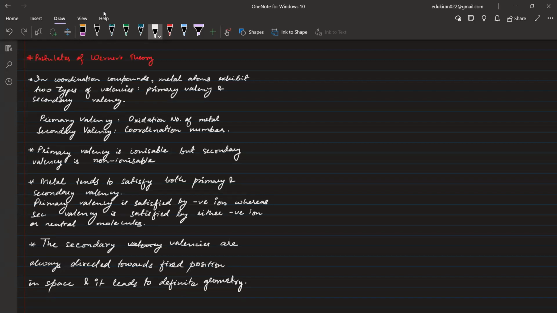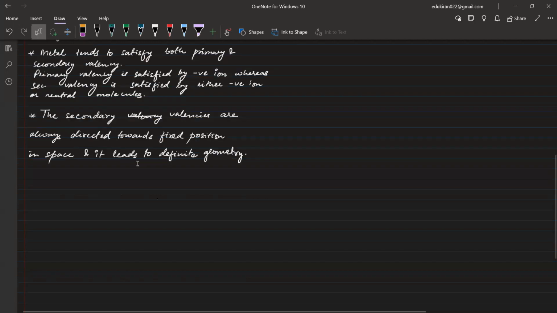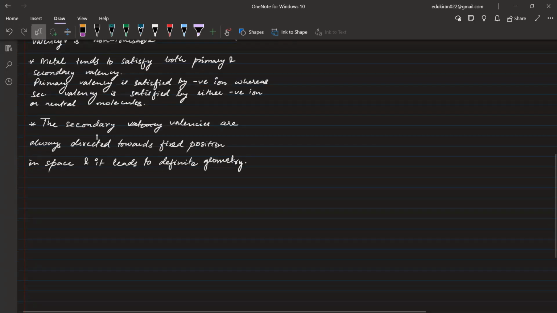So primary valency is ionizable, but secondary valency is not ionizable. The metal tends to satisfy both primary and secondary valency and so on. And secondary valency is always directed towards a fixed position in space, and it leads to definite geometry. Okay, so geometry we are going to learn later on, but just take a screenshot for this.